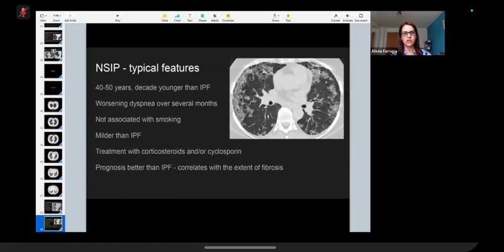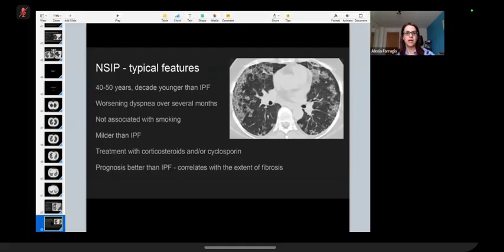So the typical features are a patient 40 to 50 years old, so a decade younger than IPF. Typically, they present with worsening shortness of breath over several months. It's not associated with smoking. On the spectrum, it tends to be milder than an IPF, UIP type picture. The treatment is with corticosteroids and or cyclosporin, and their prognosis is better.